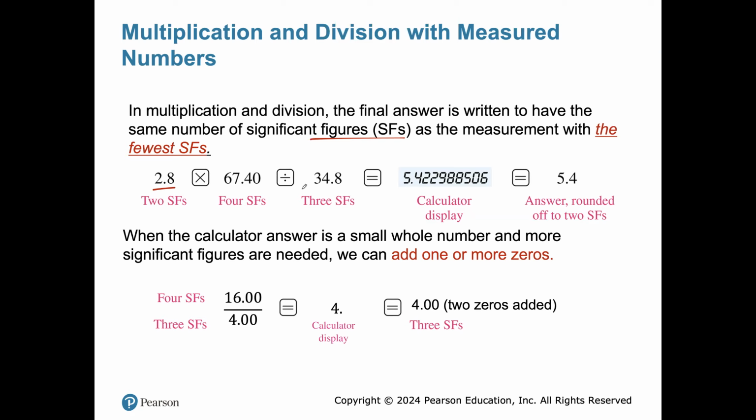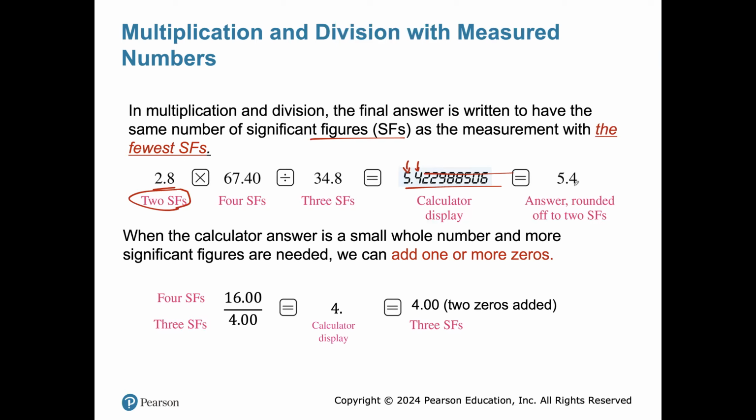67.40 has four significant figures. 34.8 has three significant figures. And you get your calculator display this. So now, since your final answer should have the least amount of significant figures, your final answer should have two significant figures, which is consistent with 2.8. And you round this to two significant figures, 5, 4, and the next digit, 2, is less than 5, so we just drop the rest. Your final answer should be 5.4.